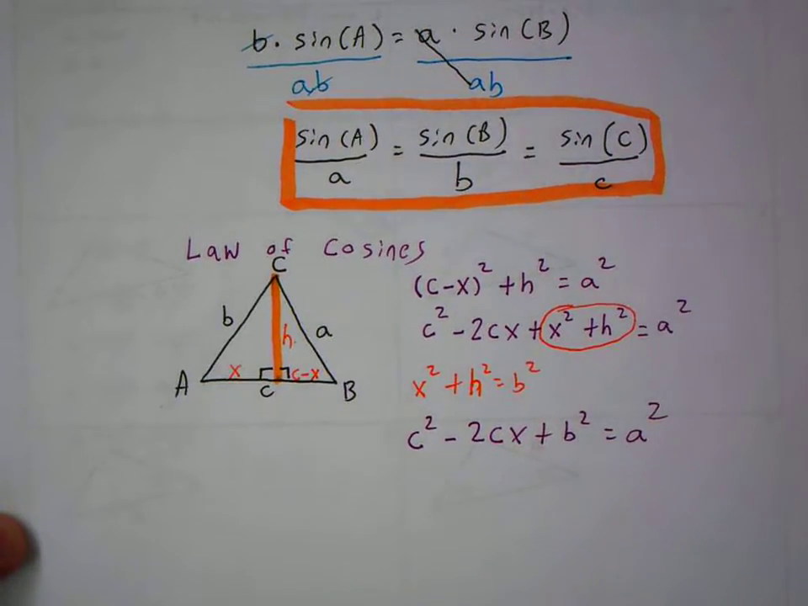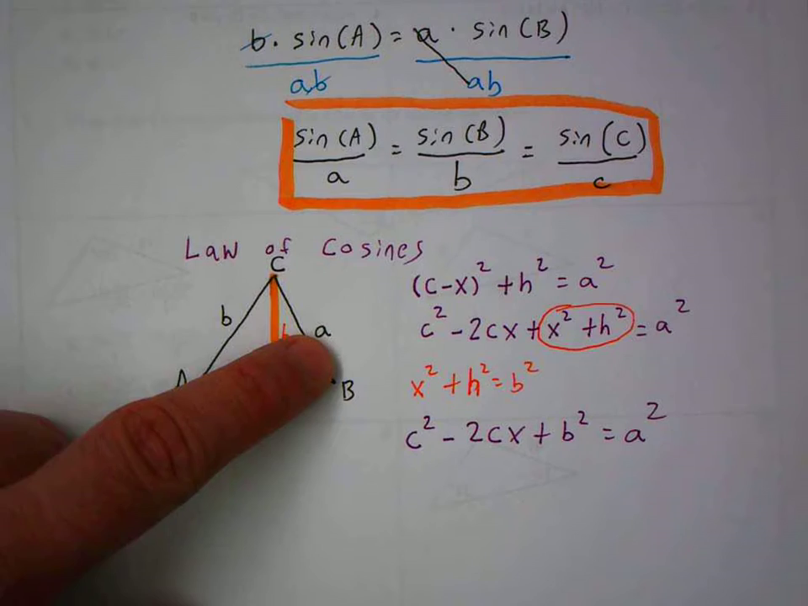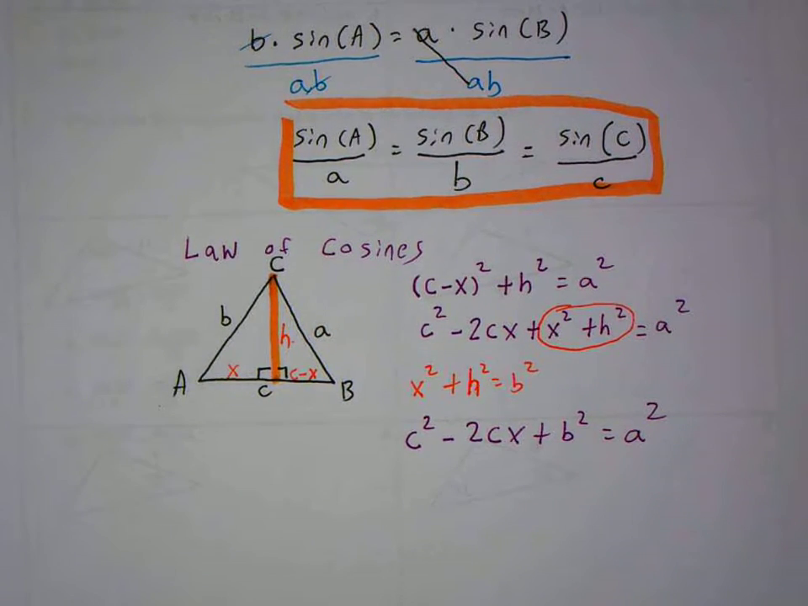Nice, we got rid of the x and the h, almost. We still have this x I want to get rid of, and once we get rid of that x, I'll be happy. Because we want our formula to only have capital A, capital C, lowercase a, lowercase b, lowercase c. Because we don't have to draw right triangles all the time.